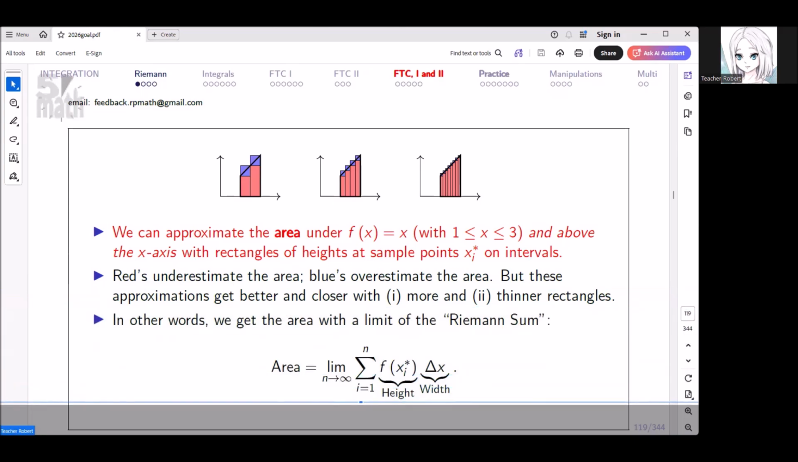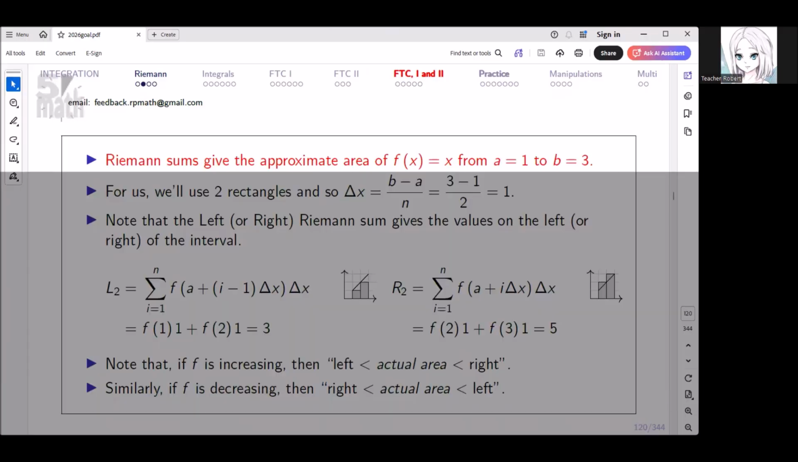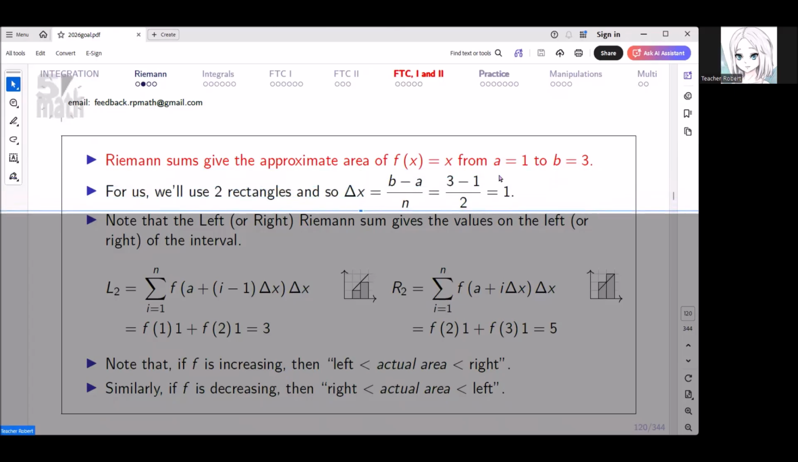In other words, we get the area with a limit of Riemann sums. Riemann sums give the approximate area of f of x equals x from a equals 1 to b equals 3. For us, we'll use two rectangles, and so delta x equals b minus a over n equals 3 minus 1 over 2 equals 1.